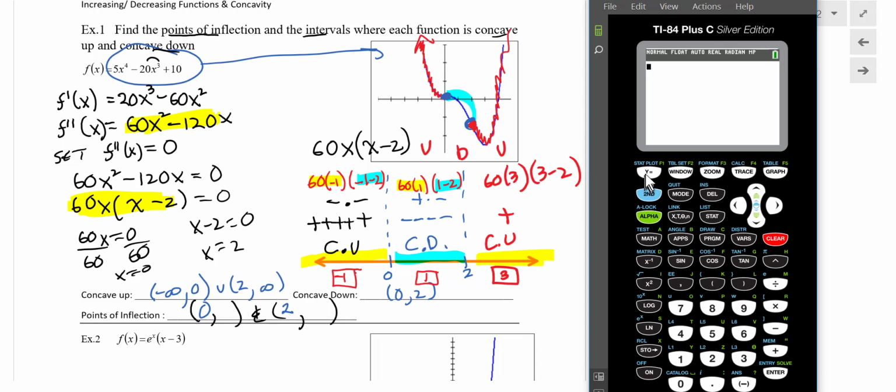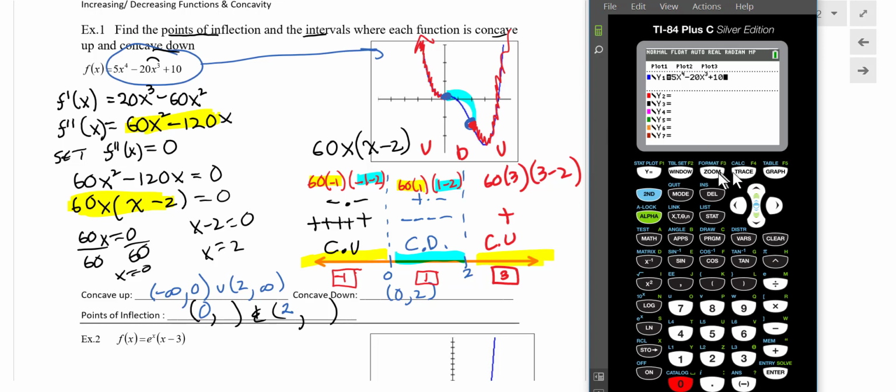And you can do this with me if you want to. We're going to do 5x to the 4th, and then minus 20x to the 3rd. And let's see, plus 10. So a lot of times, I want you guys to be able to do arithmetic, obviously, but when you're getting a point of inflection, I want you to know the y value too.